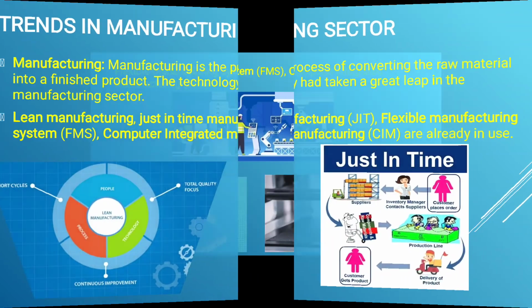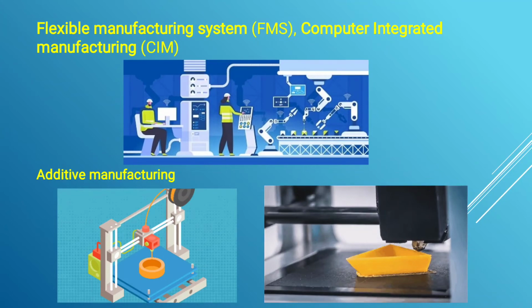Okay, so the next type of manufacturing is flexible manufacturing or computer integrated manufacturing. These are different types of manufacturing processes. What happens in flexible manufacturing is that any design change or product change that is required can be achieved very flexibly. That type of manufacturing is called a flexible manufacturing system.